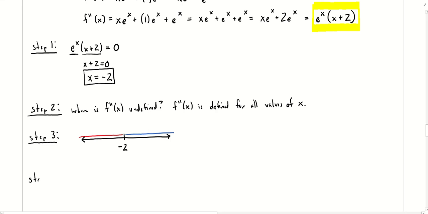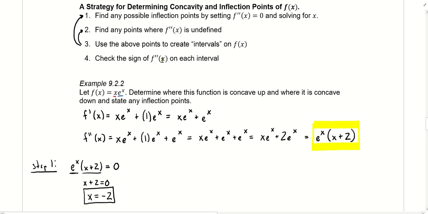And then in step 4, we do our same sort of process where we look at these intervals. But now, since we're interested in the sign of the second derivative to assess concavity, we check the sign of that second derivative on each interval. So now we use this, and we check the sign of this on however many intervals we've got.